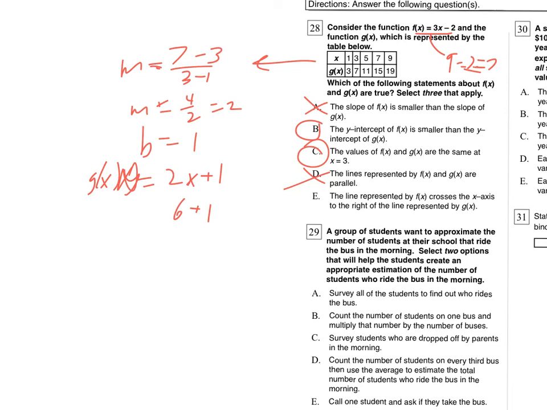That must be right. But crossing the x-axis is when y is 0. So if I plug in 0 for y here, it's 2x plus 1. That would be a minus 1 divided by 2 is negative 1/2. And for the other one, it would be 2 over 3 equals x. So f of x is to the right there.